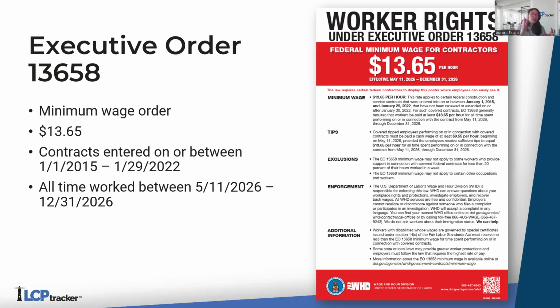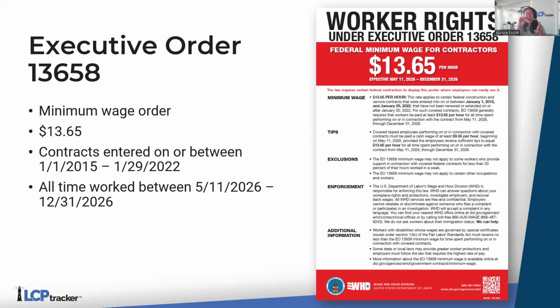This executive order became effective for all time worked starting May 11th, ending on December 31st of this year. So there's a lot of little stipulations here. When you're going through your wage determination, stop and think, okay, does my contract fall in between the dates of 2015 and 2022? And if so, I'm most likely going to have to follow this executive order.